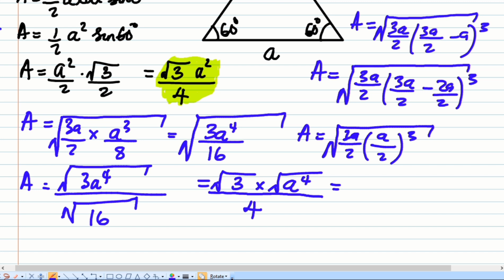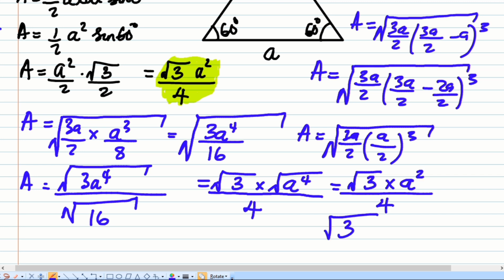Now, what's the square root of A raised to power 4? A raised to power 4 is a perfect square. Any number raised to an even power is a perfect square, right? A squared times A squared will give you A raised to power 4. So the square root of A raised to power 4 is A squared over 4.